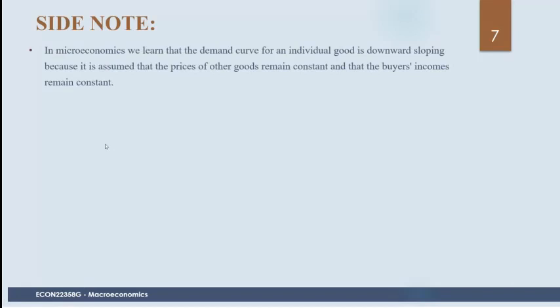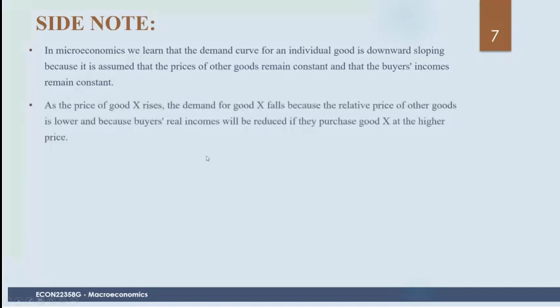Okay, so in microeconomics, we learned that the demand curve for an individual good is downward sloping because it is assumed that the prices of other goods remain constant and that the buyer's incomes also remain constant. When we drew a demand curve in the micro section of the course, we were holding constant all other determinants of the quantity demanded, and we just had the price and the quantity demanded. Of course, if the price of one good rises, the demand for the good itself falls because the relative price of other goods is lower and because buyers' real incomes will be reduced if they purchase good X at the higher price.